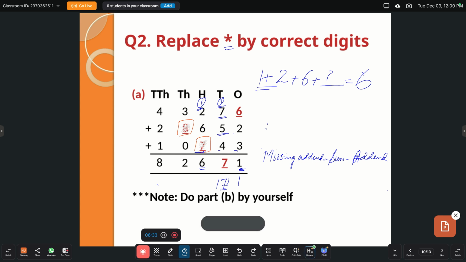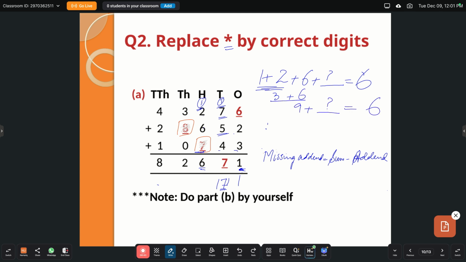Okay, beta. 1 plus 2 is 3, and 3 plus 6 is 9. I have to add something to this 9, so my sum is 6. It's not possible that after adding something to 9, I will get 6. Okay, sum should be greater than the additions. So, you will consider this 6 as 16.